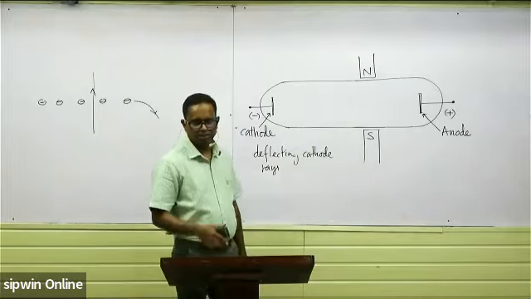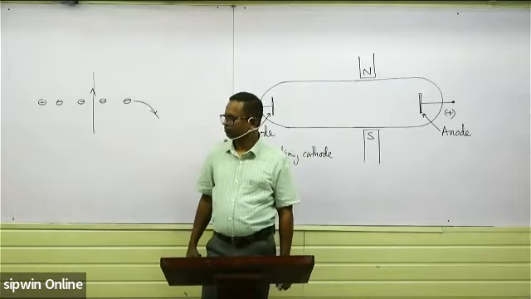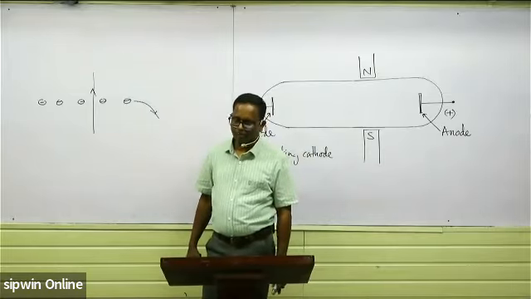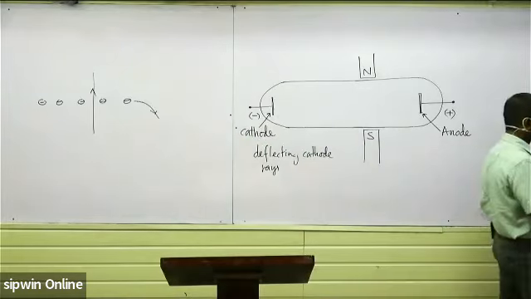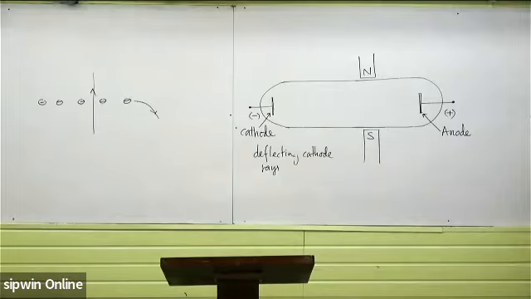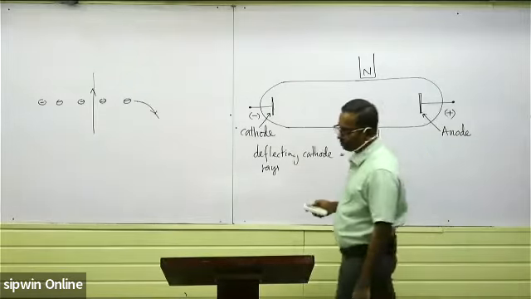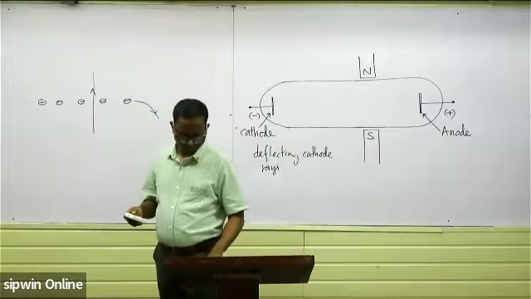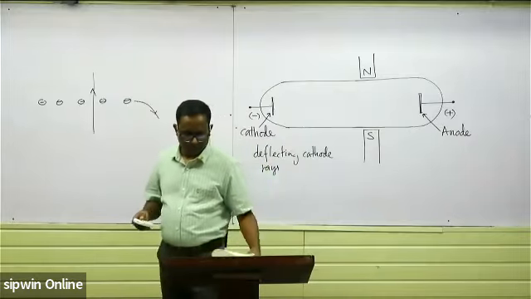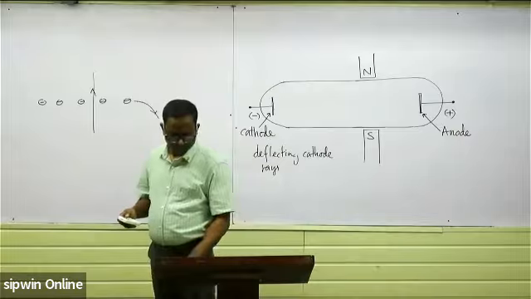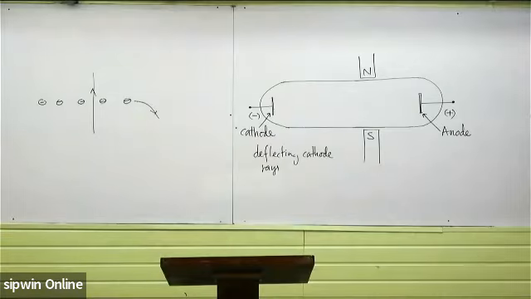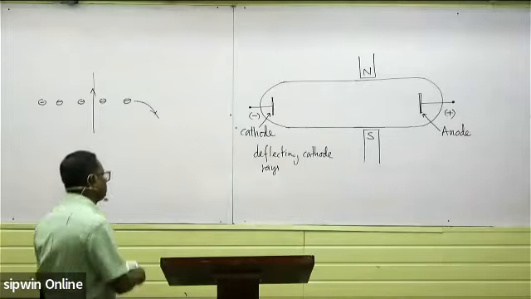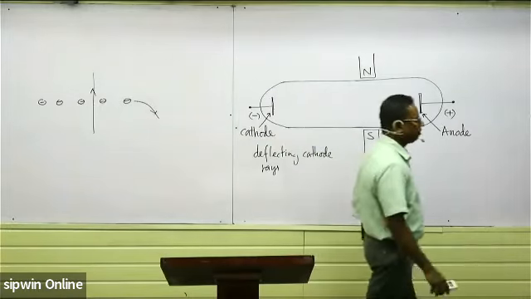Simple B. Cathode rays deflect in a perpendicular direction when passed through a magnetic field.